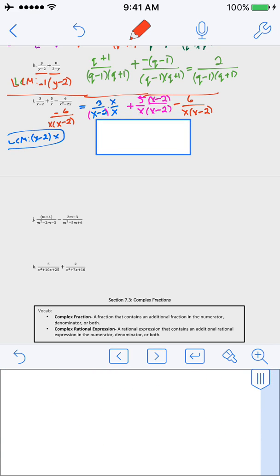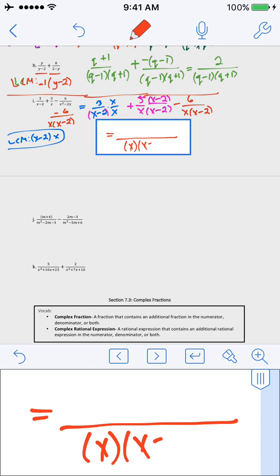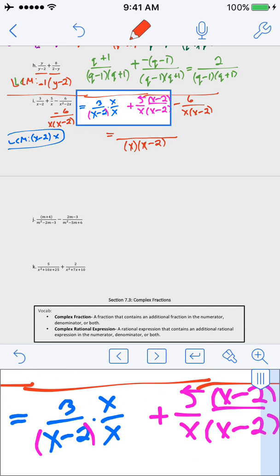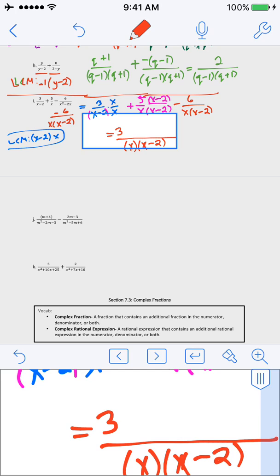Now I can stick them all over 1 x minus 2, and combine their numerators. I've got 3x. You know what? I'm going to make this smaller because it's like huge.